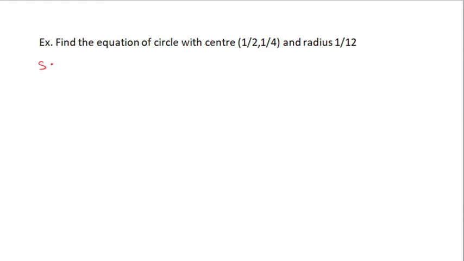Now what are the given things here? Solution. What is center C? Center C is 1 upon 2 comma 1 upon 4. And what is the radius? Radius is 1 upon 12. How to find the equation of circle?